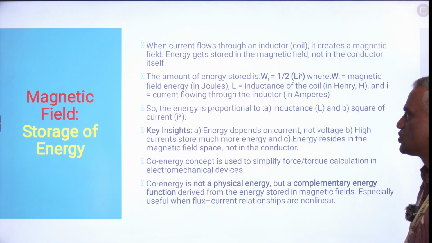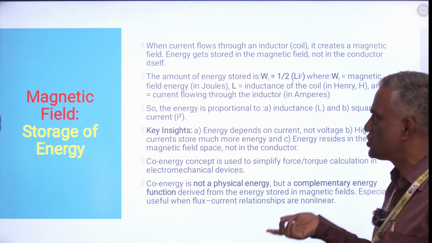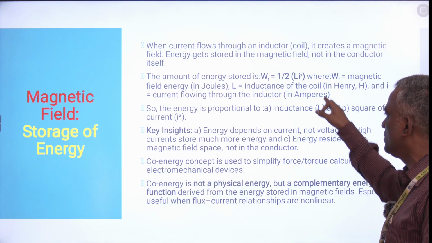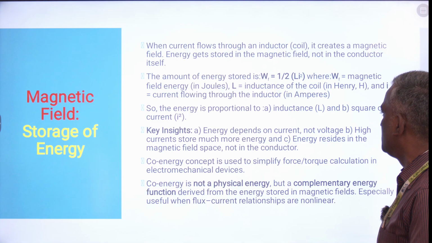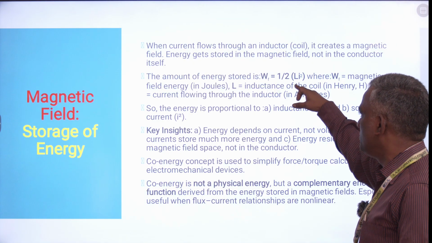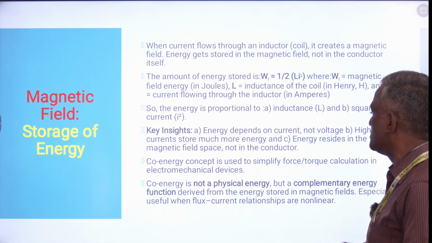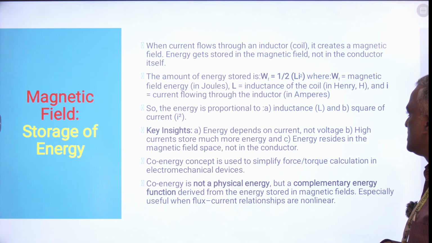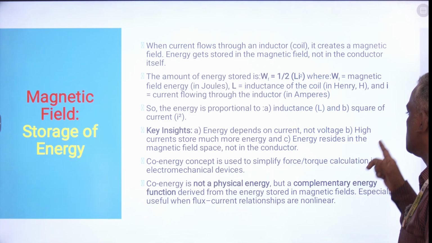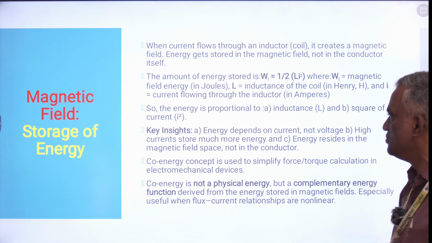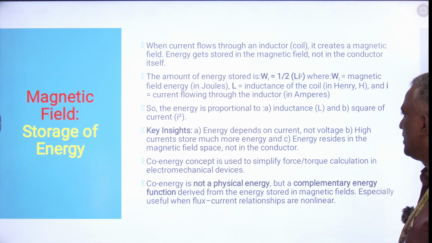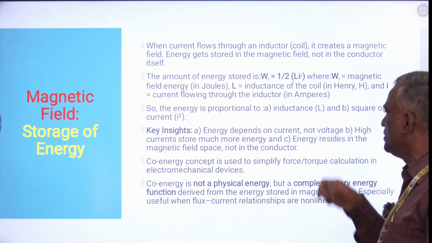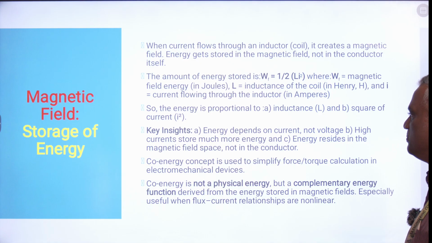The amount of energy stored in the field is indicated by WF, and the formula is 1 by 2 L into I square. Here WF is field energy, where F stands for field, in joules. L is the inductance of the coil, in Henry, and I is the current flowing through the inductor, in amperes.